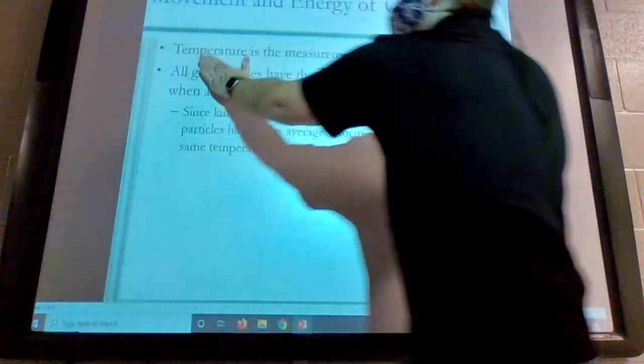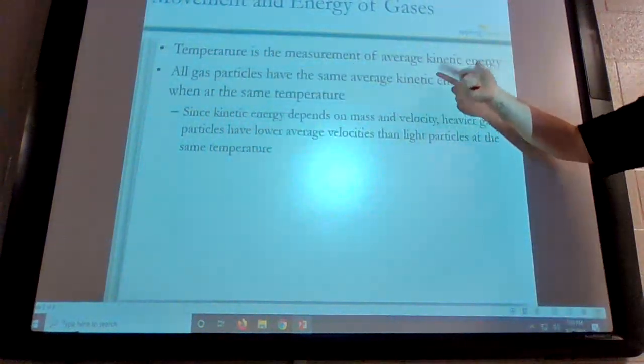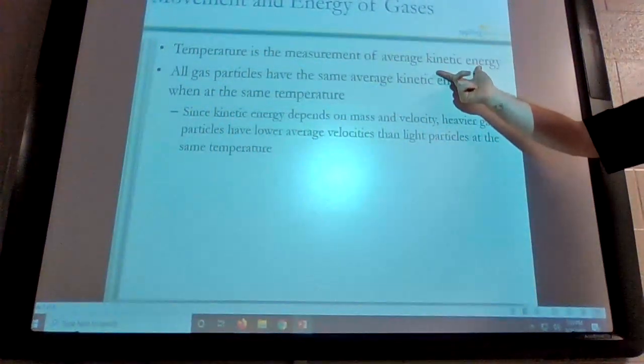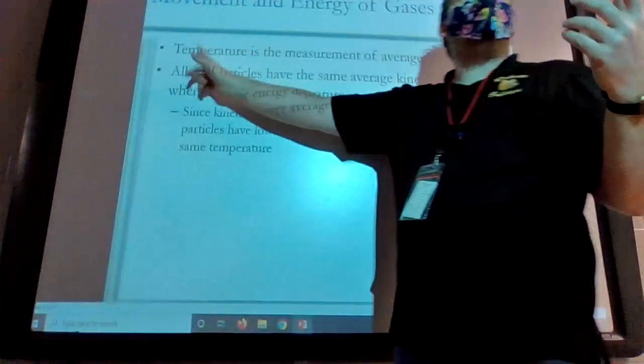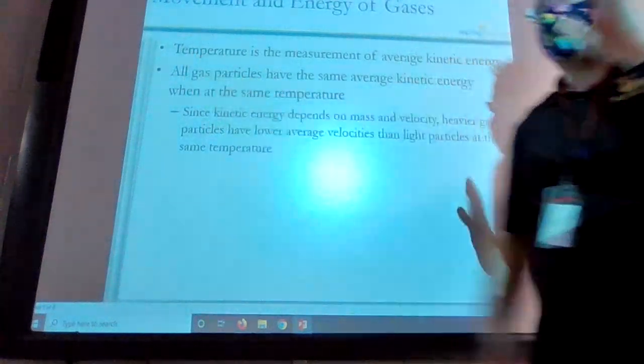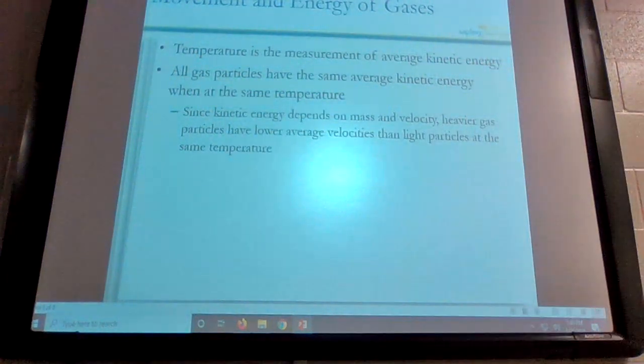But remember, temperature is literally measuring how much your atoms are moving, how fast they're moving. That's what we're telling you when we tell you a temperature. We're going to deal a lot with temperature in a little while.